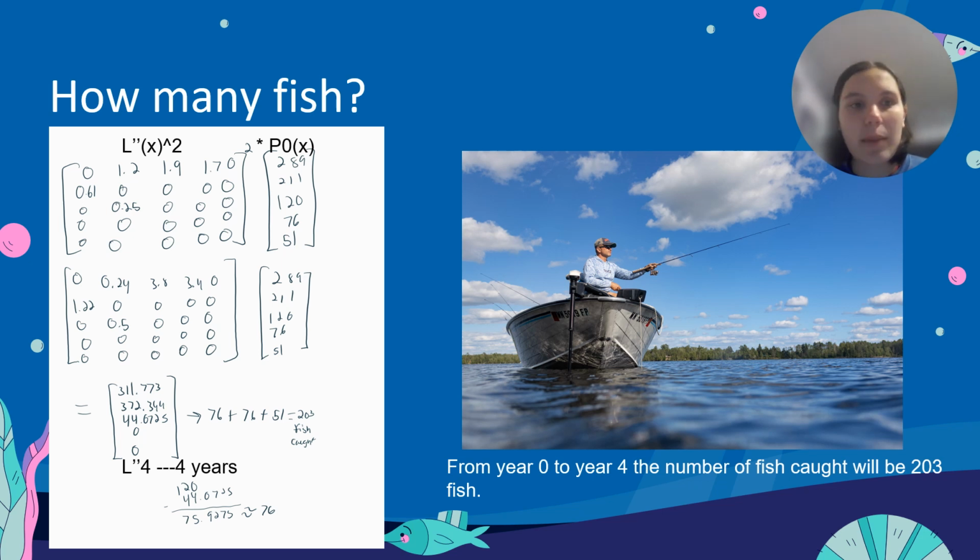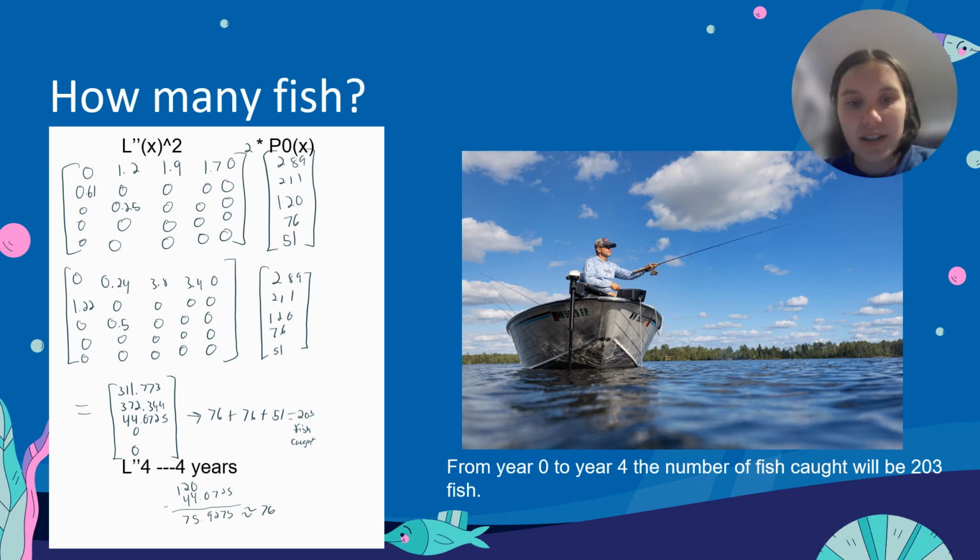However, initially the number of fish caught will fluctuate more or less until the population growth levels off. From year 0 to year 4, that is 2 time steps, the number of fish caught will be 203. The way I calculated this is I took L prime prime, my new method, and I squared it and multiplied it by the initial population vector, and we can see that math out here, and then it resulted in this result.